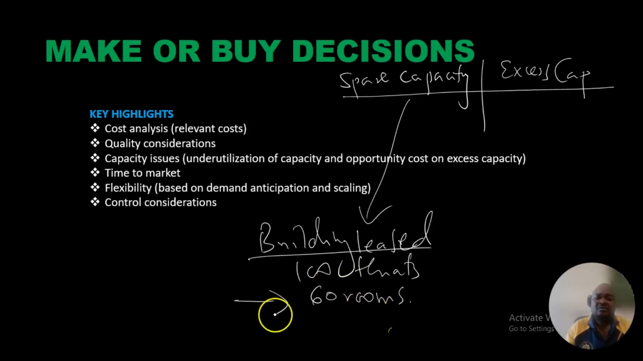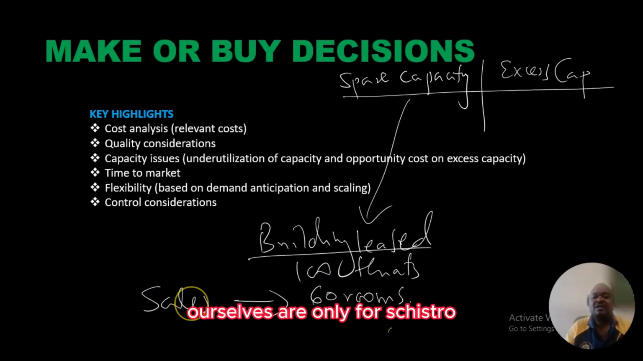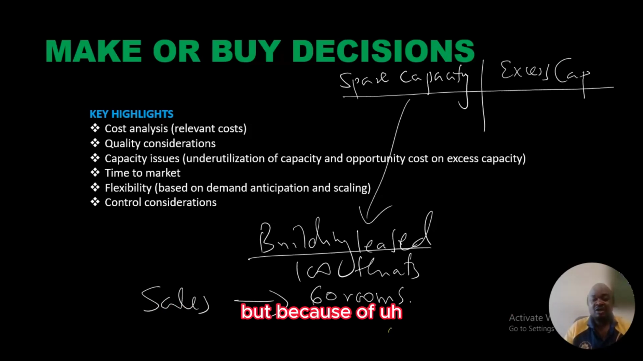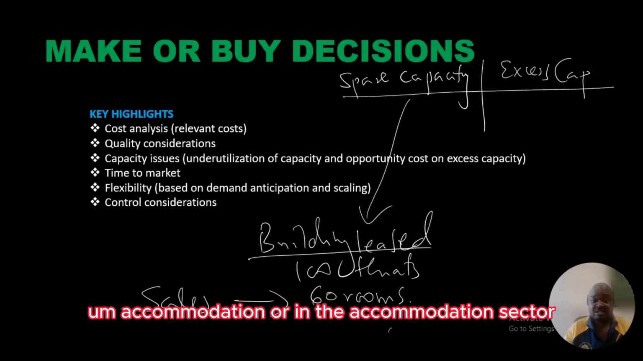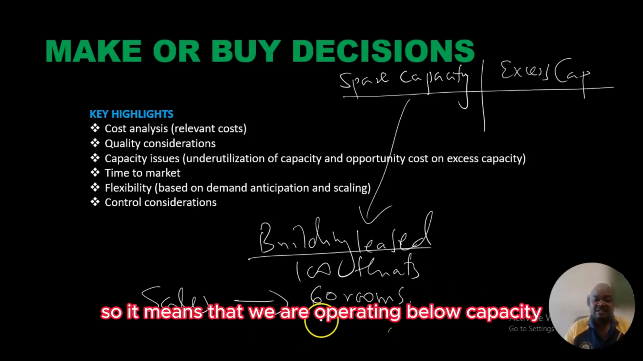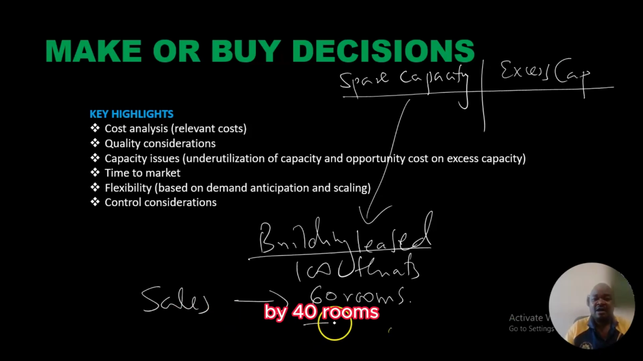So our sales are only for 60 rooms. But if things were normal, we would be able to sell all 100 rooms. But because of the low demand in the accommodation sector, we are only able to sell 60 rooms. So it means that we are operating below capacity by 40 rooms.